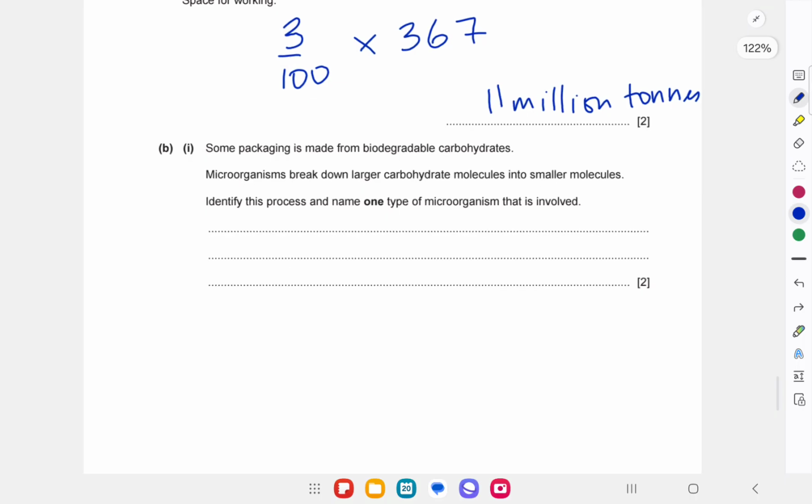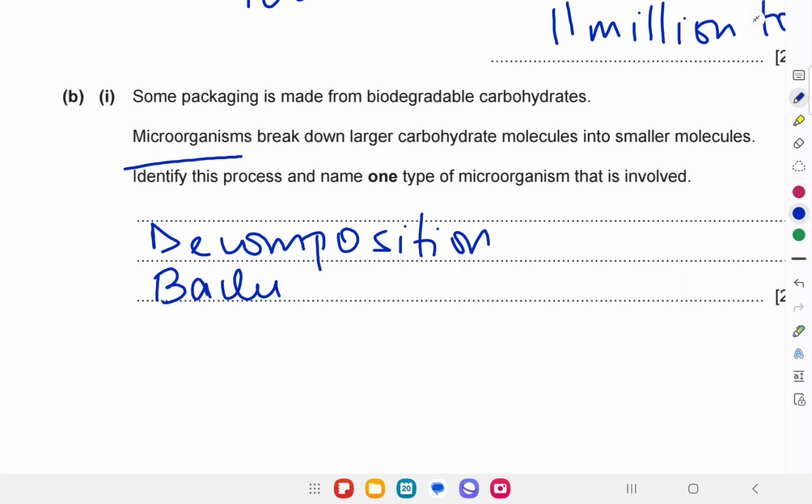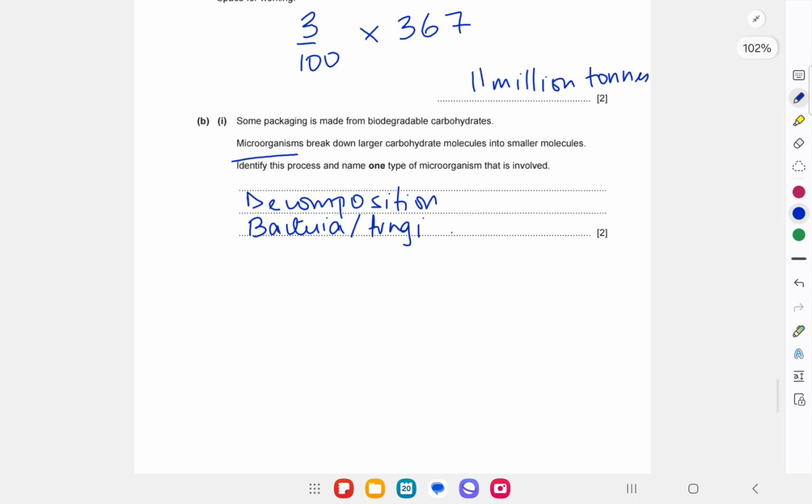Part B says some packaging is made from biodegradable carbohydrates. Microorganisms break down larger carbohydrate molecules into smaller molecules. Identify this process and name one type of microorganism that is involved. A process in which the microorganism breaks down the larger molecule into smaller molecules is decomposition. And decomposition is done by either bacteria or fungi.